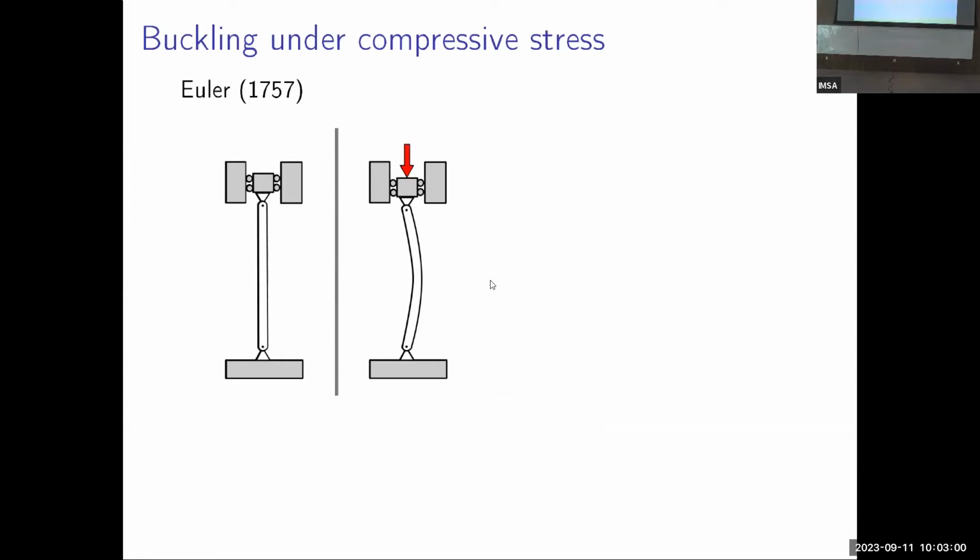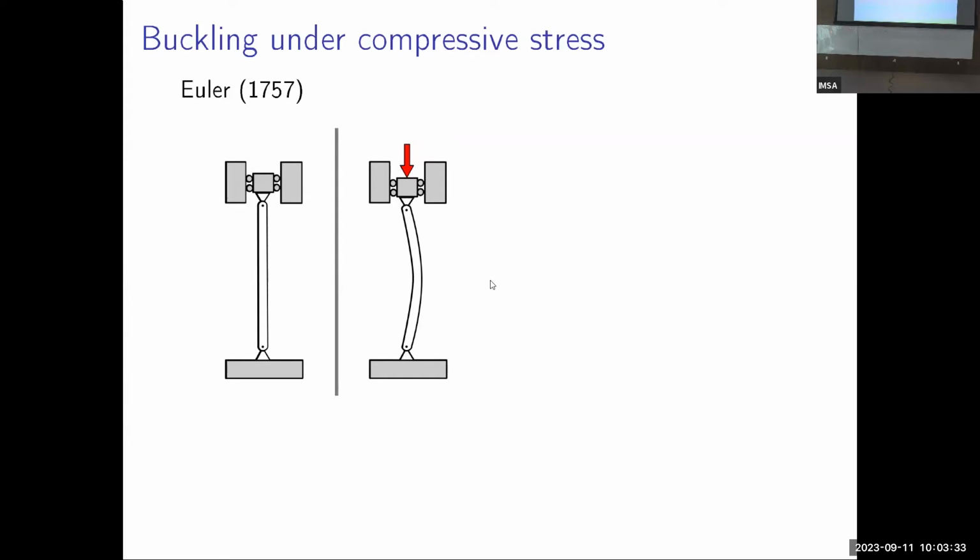Bifurcation is a very, very well-known mathematical problem which has been studied since the 19th century. The iconic example is this problem of buckling of a metal bar under pressure. This problem has been modeled by Euler in the 18th century.